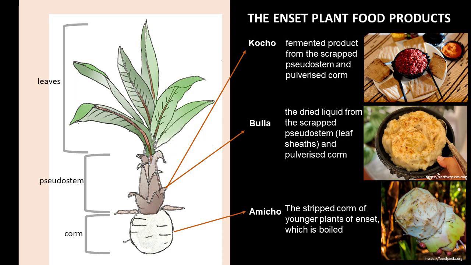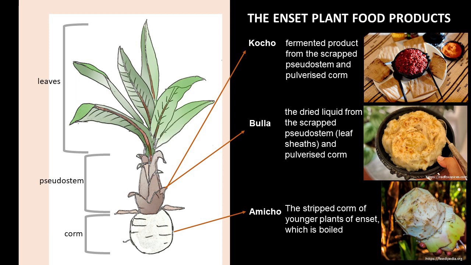Because the part of the plant that you eat is basically the pseudostem and the corm. So the leaves are useful as well and are commonly used for a lot of things, and I'll show you examples of how it's used. But there are three different ways of using enset for food.